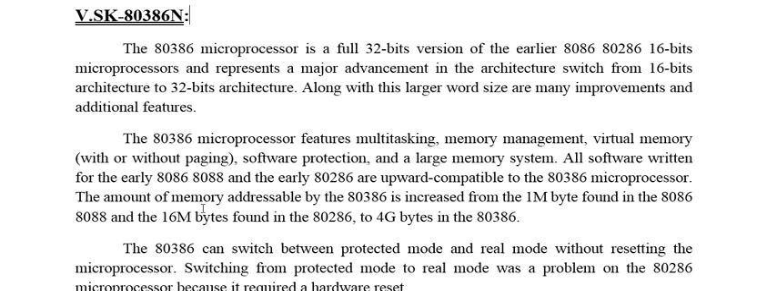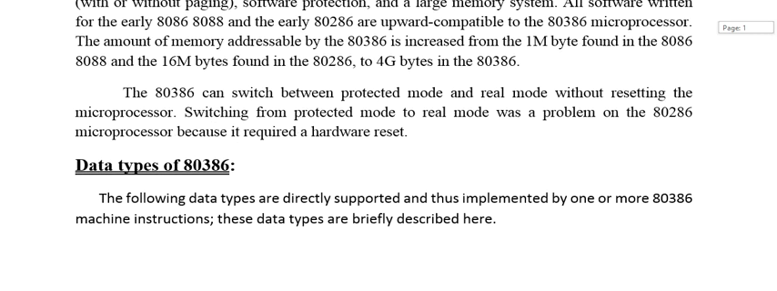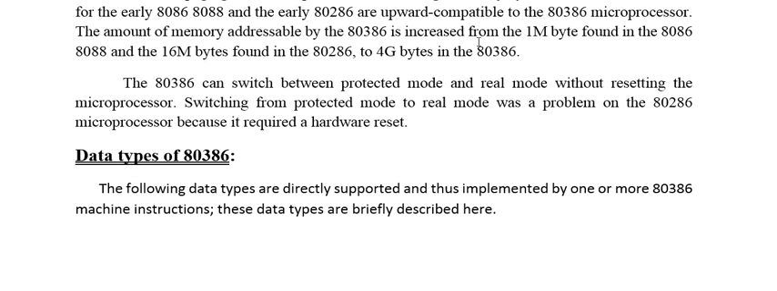The amount of memory addressable by the 80386 is increased from 1 MB found in the 8086 and 8088, and 16 MB found in the 80286, to 4 GB in the 80386. So basically the 80386 has a memory of 4 GB, the 80286 has a memory of 16 MB, and the 8086 and 8088 have a memory of 1 MB. So these are the memory distributions over the generations of microprocessors.